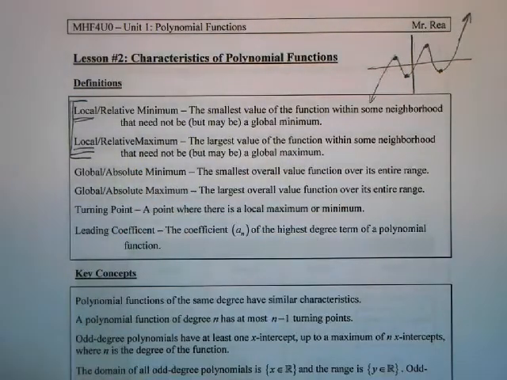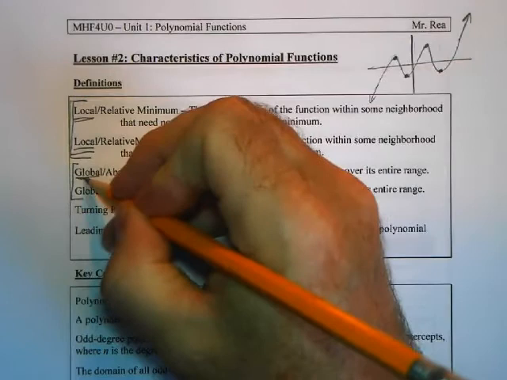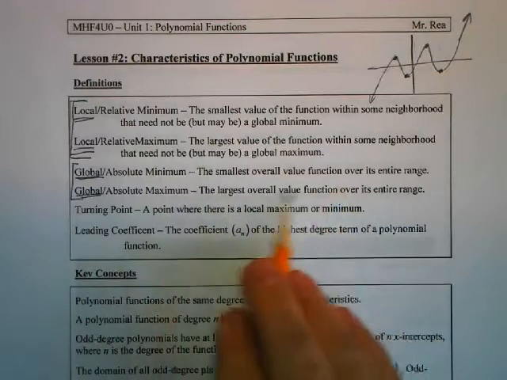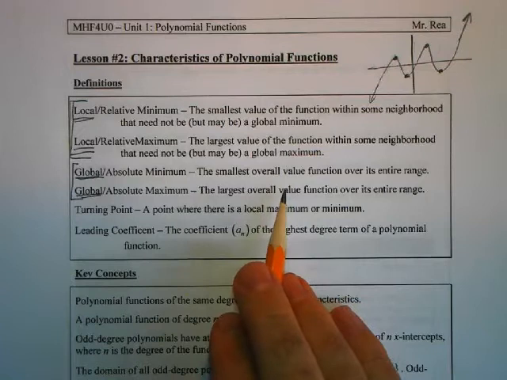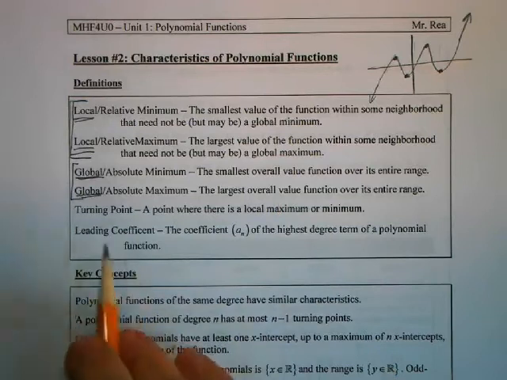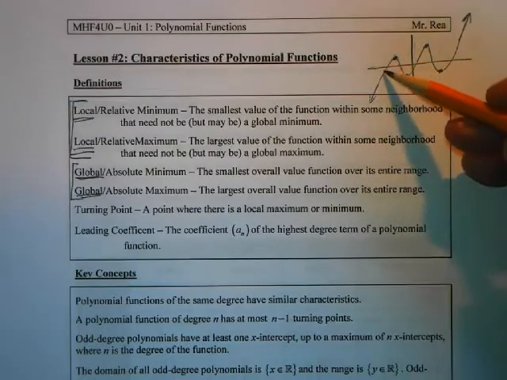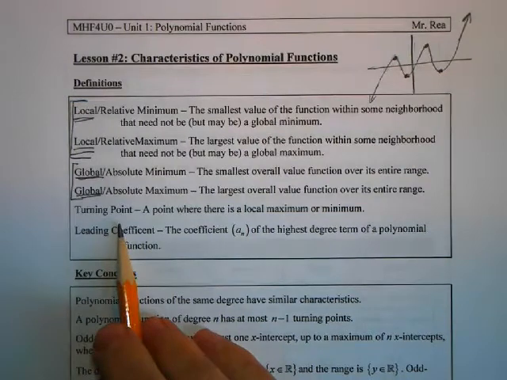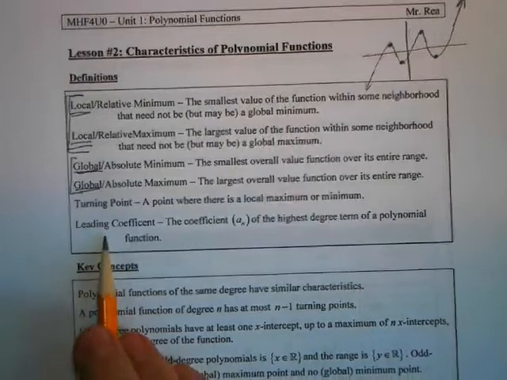Okay, now the old definition of a min or max, we now kind of preface with the word global or absolute. That means for the entire function, the entire range of x values, a global min or global max would be the highest or lowest for the entire function, like a vertex is. Okay, and I've already mentioned turning point. Turning point is wherever the function changes from positive to negative or negative to positive. So the turning points are where the local mins and maxes are. Okay. We also have this term here, a leading coefficient.